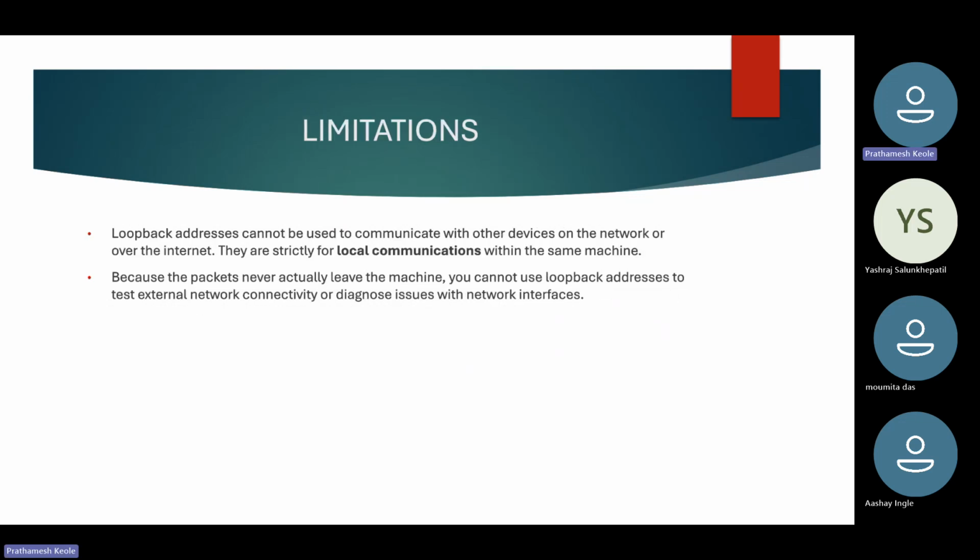The limitations of loopback addresses are that they cannot be used to communicate with other devices on the network or over the internet. They are strictly used for local communication within the same machine. Because the packets never actually leave the machine, you cannot use loopback addresses to test external network connectivity or diagnose issues with network interfaces.